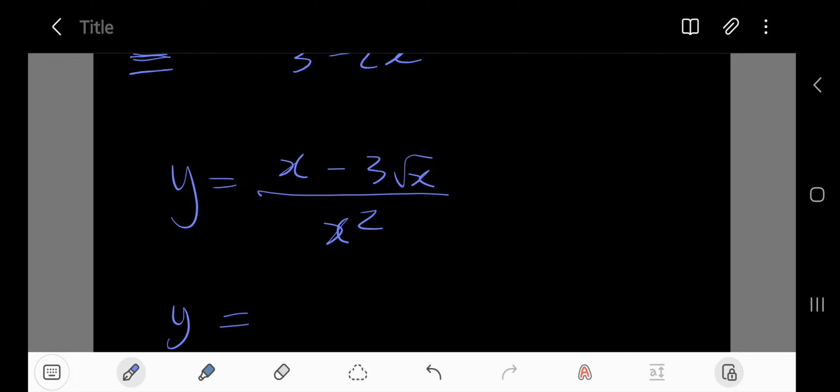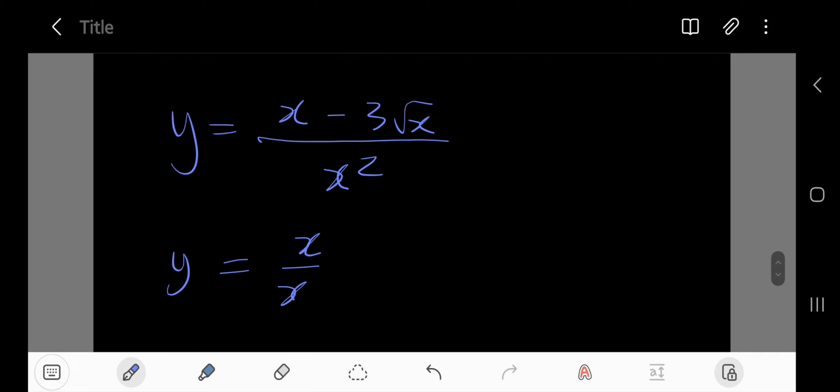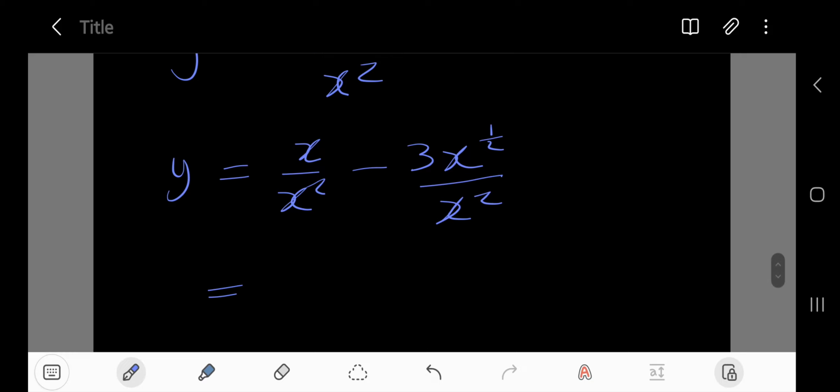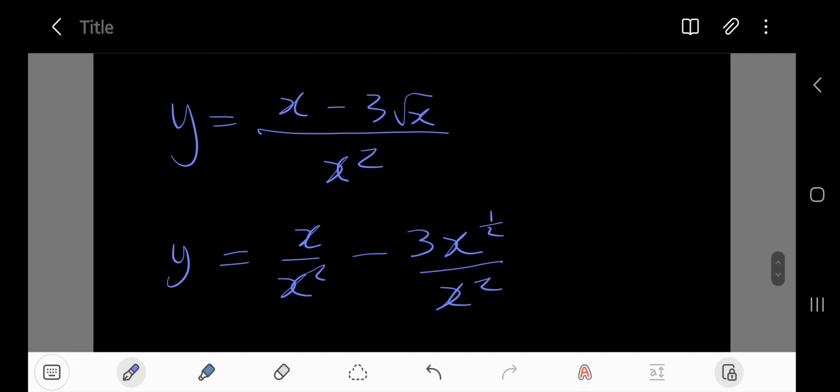So let's do that now. Now we have x over x squared, minus 3 root x. But instead of writing root x, let's write x to the power of 1 over 2, and this is all over x squared here. We understand the laws of exponents: a to the power of n over a to the power of m is the exact same thing as a to the power of n minus m, with the same base. So we subtract when we're dividing. It's the law of exponents.